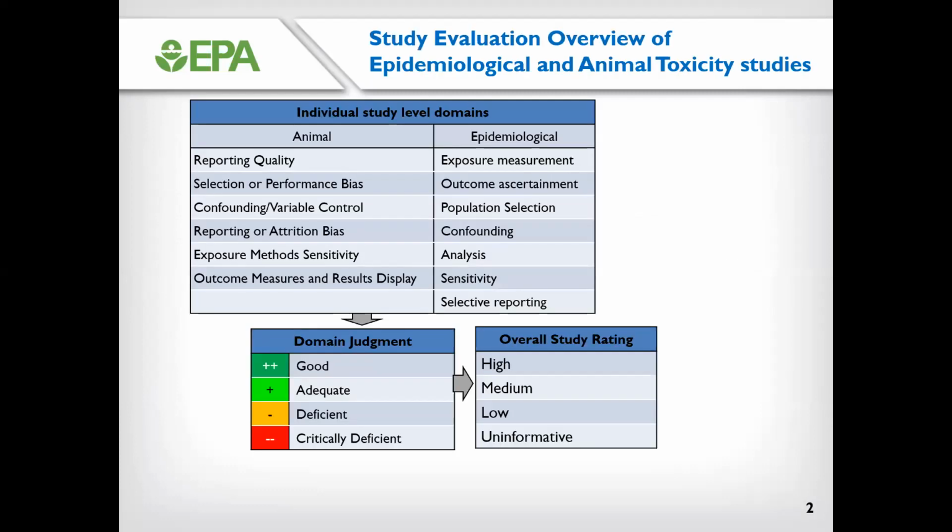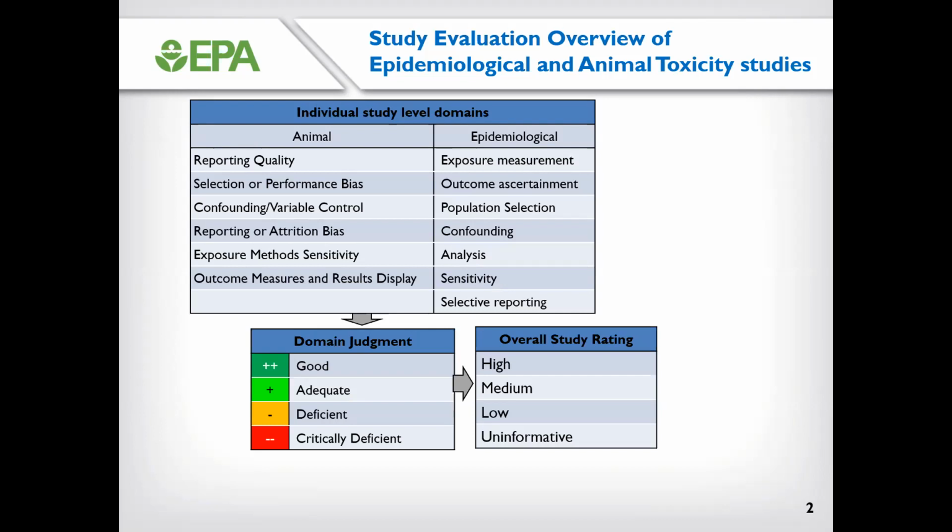So on the next slide, to very quickly summarize what we do after the literature search and screening step, we go through a domain-based study evaluation with 2 independent reviewers and come to consensus ratings for each domain, which you can see on the top table there, both for animal studies and epidemiology studies.